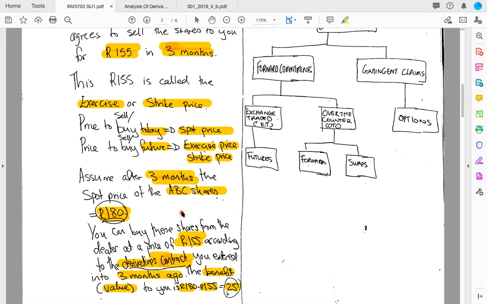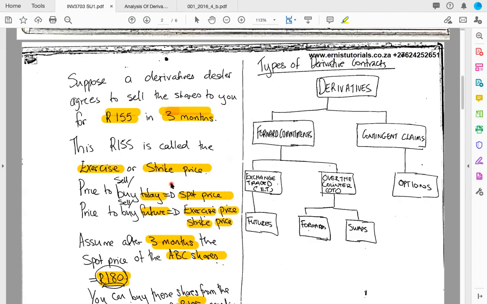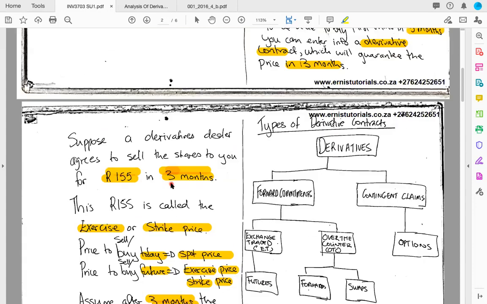And then as soon as they sell them to you, you can go and sell them for 180 Rand in the market and you can make a profit of 25. Okay, that's just an example.